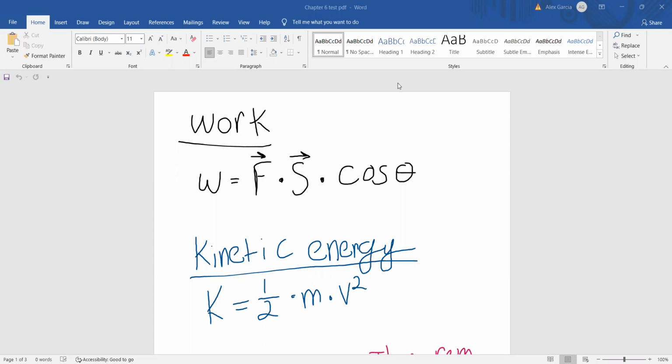So I'm going to start with the main topic, I guess, the equation of the chapter, really. And that's discussing work. That's our primary focus today. I have its foundational equation written right here, which is your work is equal to your force times your displacement times cosine theta, where theta is the angle between your force vector and your displacement.